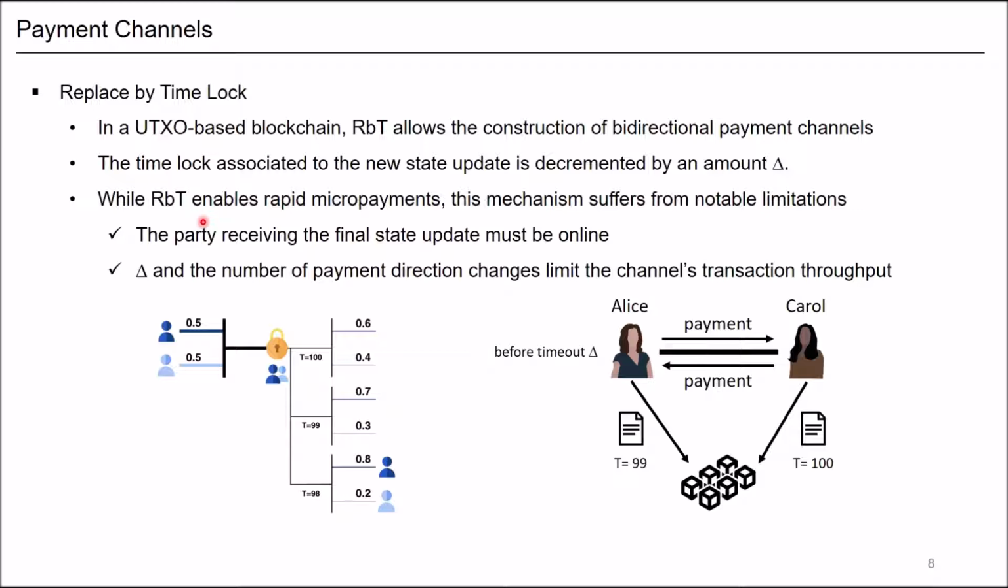This mechanism suffers from notable limitations. The party receiving the final state update must be online to claim and publish the latest payment on the blockchain. If the latest state does not get accepted within delta time, for example due to blockchain congestion, the counterparty has an opportunity to broadcast an older state update attempting to reverse the final payment. So the choice of delta and the number of payment direction changes limit the channel's transaction throughput and scaling.